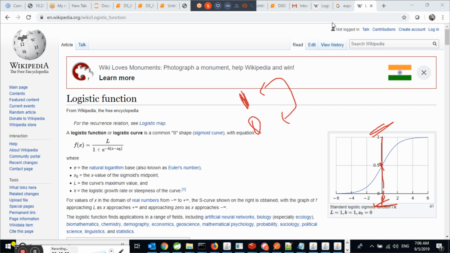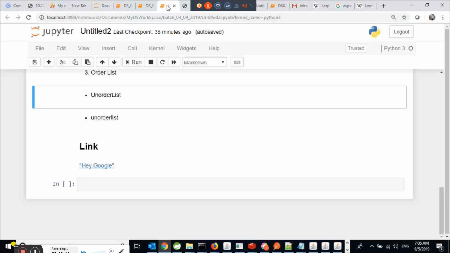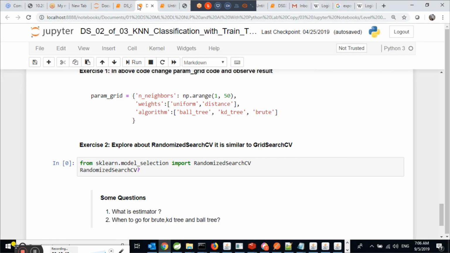The output will be between 0 and 1 here. Got it? So this is called the logistic function.